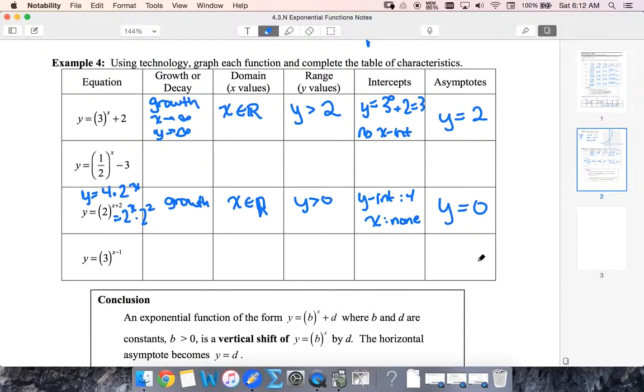So I'm going to leave you to explore these two, and I'll fill in the table so you can check it, and then we'll come back and talk about the conclusions. Try not to look at the conclusions before you finish making your sketches, though.